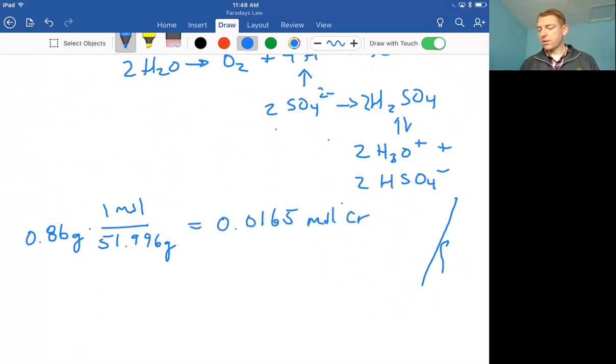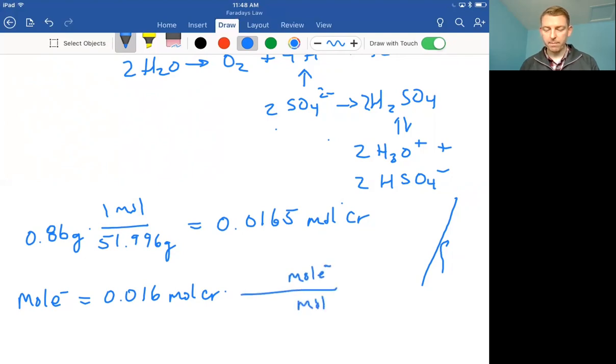Okay, and so what we want to know is the moles of electrons being transported, since we do want to get back to a current that we need. Okay, so this is going to be our 0.0165 moles of chromium. And we can do how many moles of electrons do we need to produce each mole of chromium. From the balanced reaction, we saw that there had to be 3 moles of electrons per 1 mole of chromium. And this will end up being a nice round number, 0.05 mole of electron.